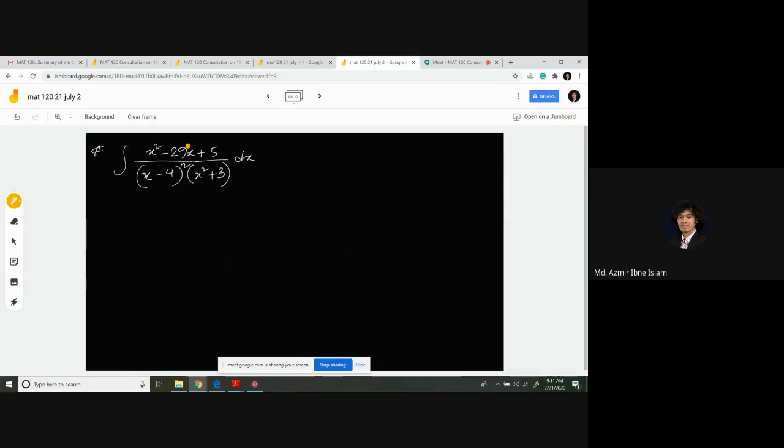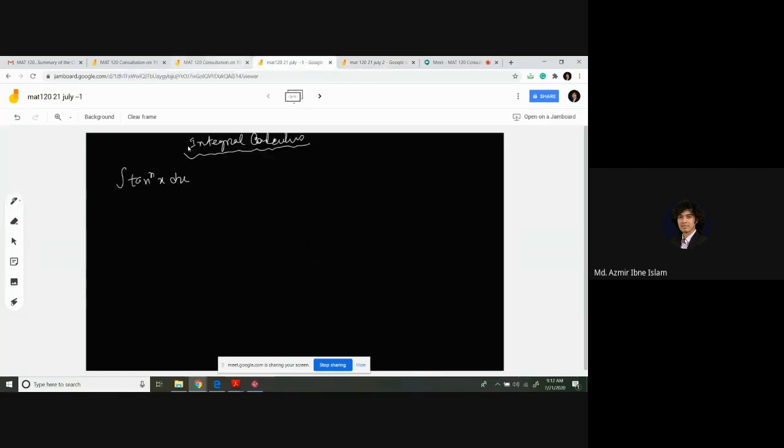Here you can see, if we just simplify, we will get x squared and x squared. If we multiply x to the power 4, in the upper part we have x squared, in the lower part we have x to the power 4. Definitely it is a proper rational. So we can say that it is a proper rational.